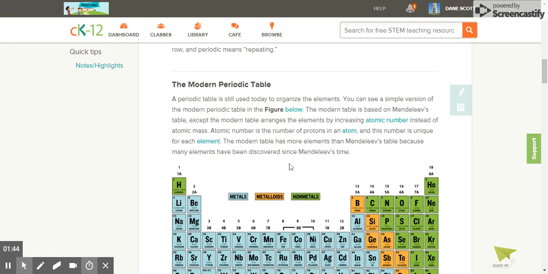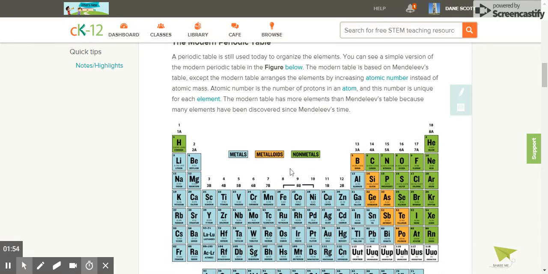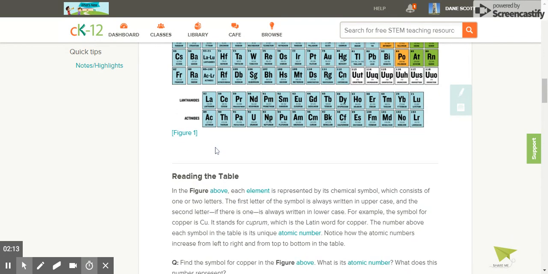Modern periodic table. The periodic table is still used today to organize the elements. You can see a simple version of the modern periodic table in the figure below. The modern table is based on Mendeleev's table, except the modern table arranges the elements by increasing atomic number, that's the number on top, instead of atomic mass. Atomic number is the number of protons in an atom, and this number is unique for each element. The modern table has more elements than Mendeleev's table because many elements have been discovered since Mendeleev's time.